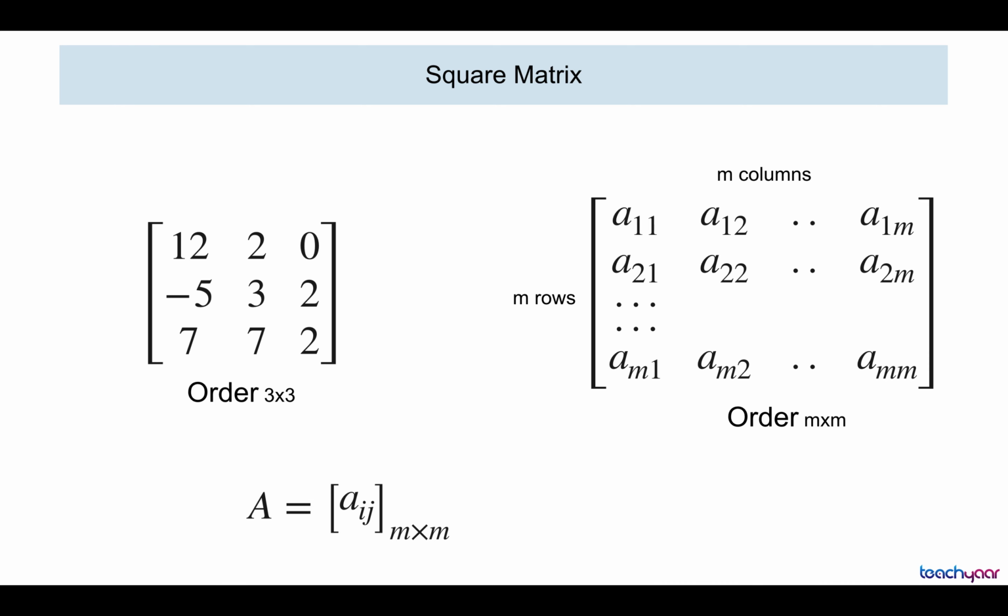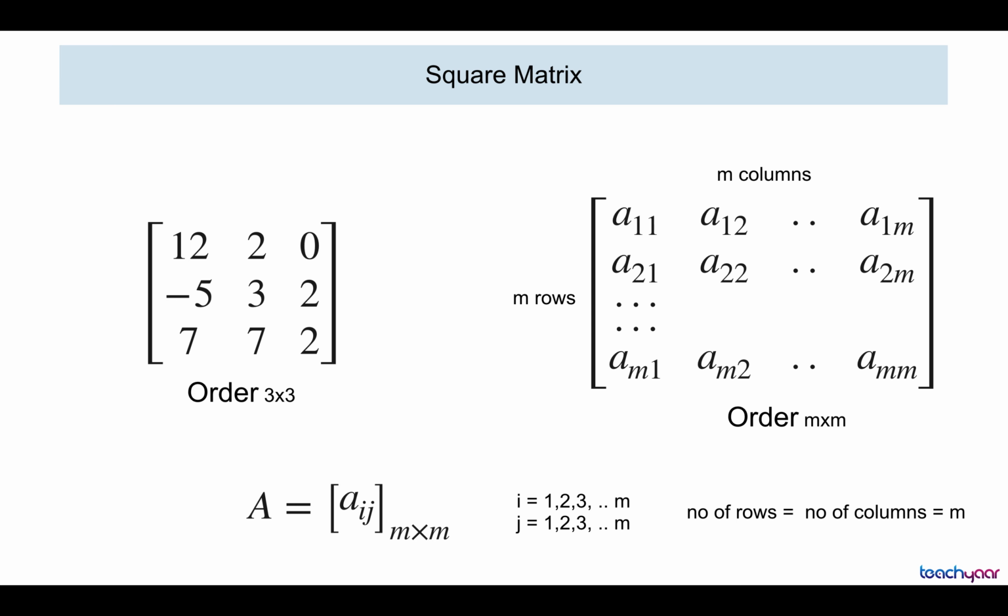So if you call the matrix A, Aij m cross m, then i, which is the index of the row, goes down from 1 to m, and j, which is the index of the column, goes from 1 to m, right? They're both the same. So the number of rows is equal to the number of columns is equal to m. Simple, right? Square matrix.